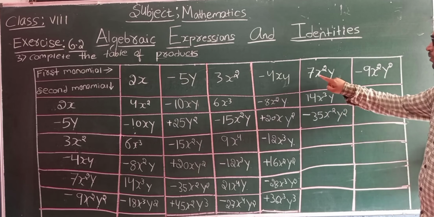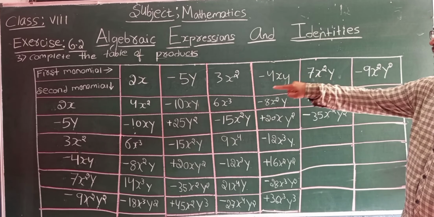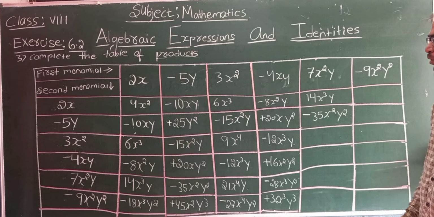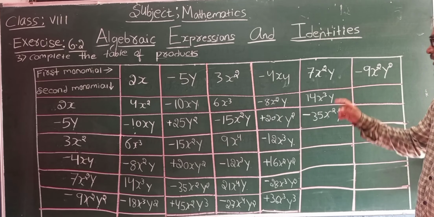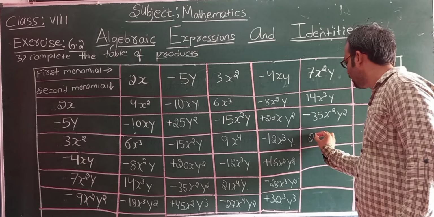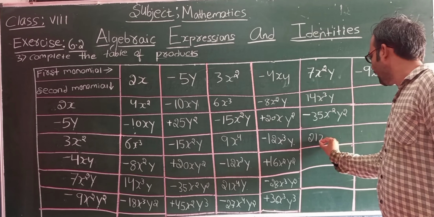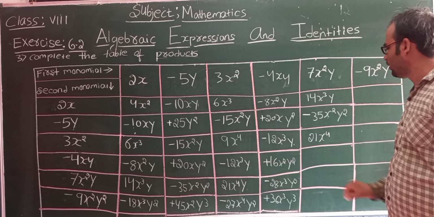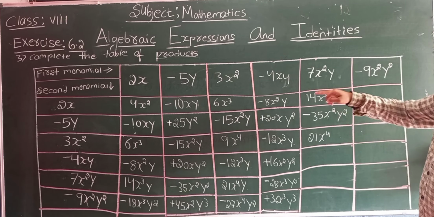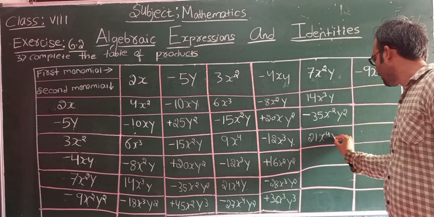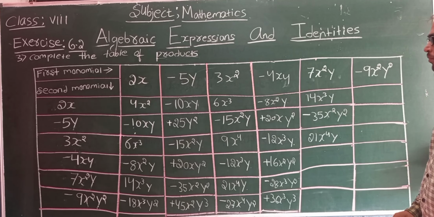Now 7x square with 3x square. So both the sides plus is there. So 3 7s are 21. And x square into x square will be x to the power 4. Now there is no y, so here only one y is there. So write y.